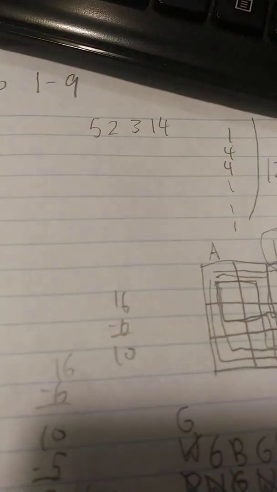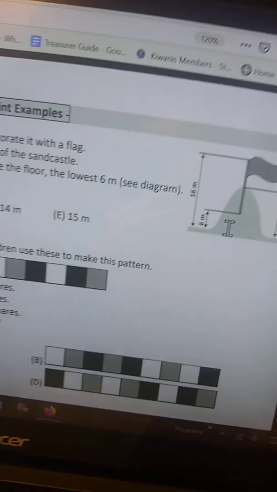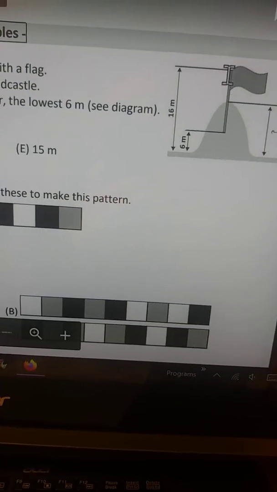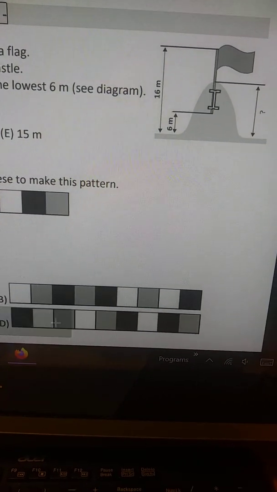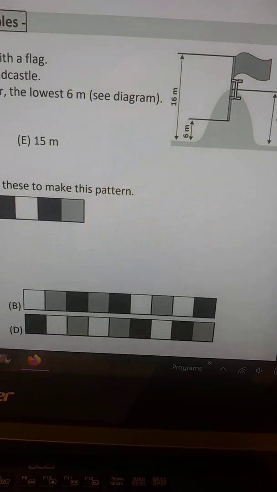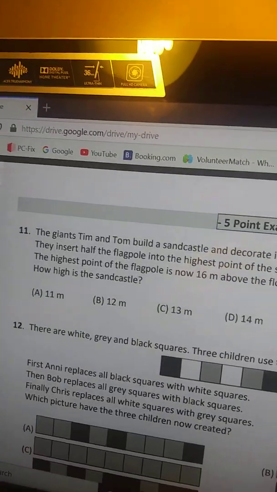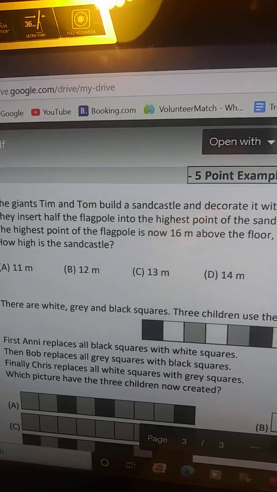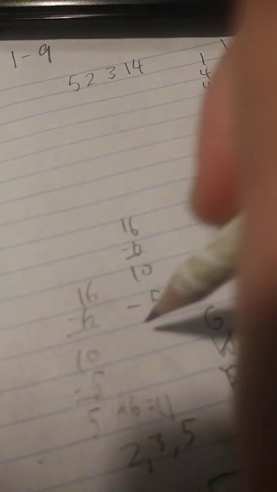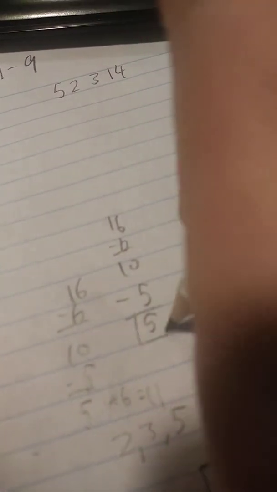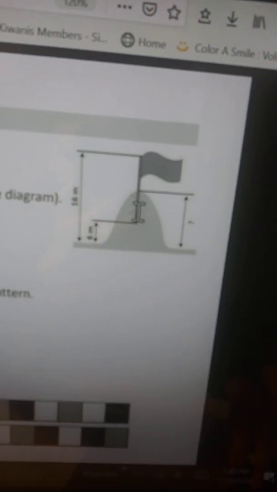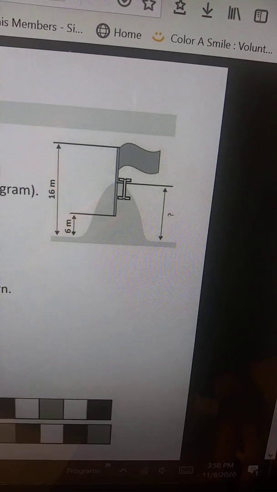And the next thing we're going to do is find out, so that is the entire flagpole, but we only want this part of the section. So remember, if you recall, only half of the flagpole is inserted inside the sandcastle. So what is half of 10? It's 5. So you will have to subtract 10 minus 5, and that is equal to 5. So 5, this is the amount that the flagpole is inserted, 5 meters.